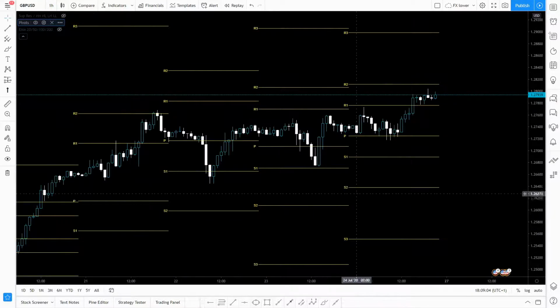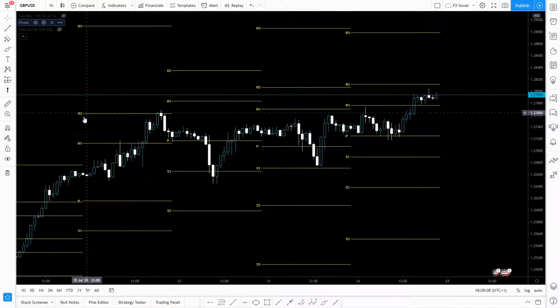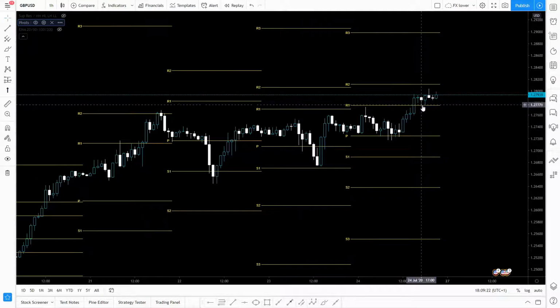So yeah, I'm sitting on the 1 hour now. Now we have our resistance over here. We can see the last 3 days, the resistance level's always been around here, right? So at the moment it's broken the R1 and it's respected it. So it's come back up, retested, come back up, right?